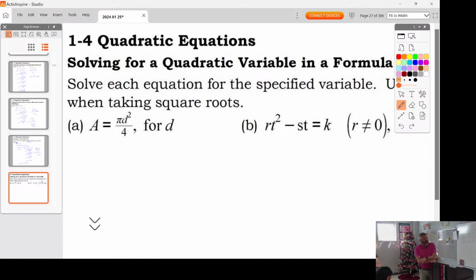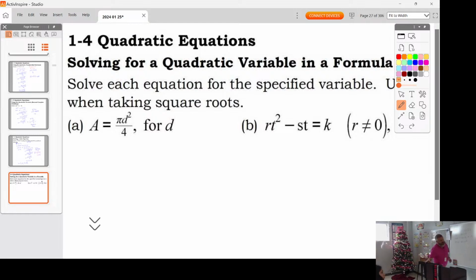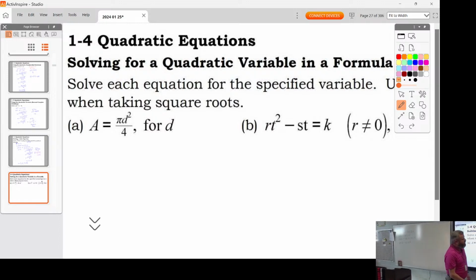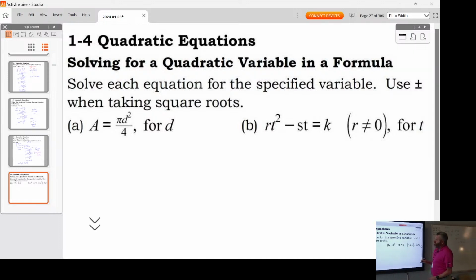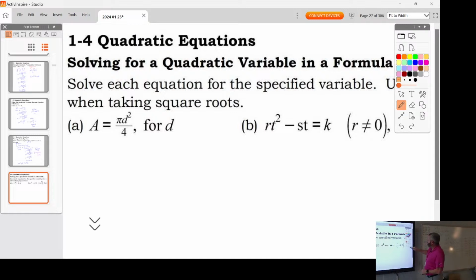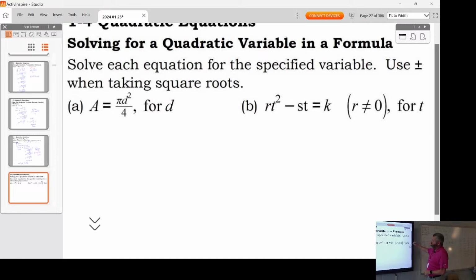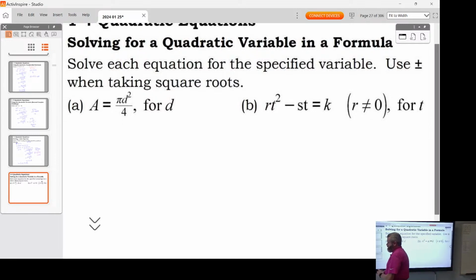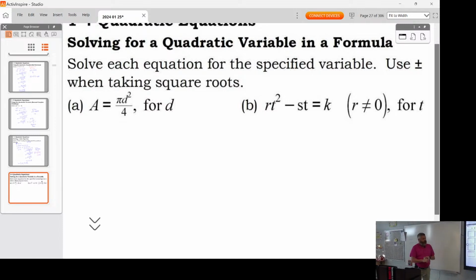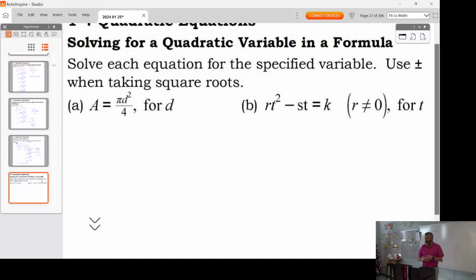Solving for a quadratic variable in a formula. Solve each equation for the specified variable. Use plus or minus when taking square roots. Letter A. A is equal to pi d squared divided by 4. Solve for d. What would you do first to get d by itself?